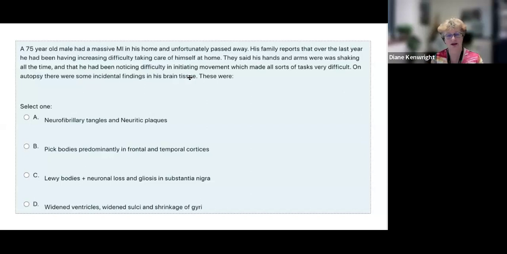Okay, so is it A? No, this is Alzheimer's. Is it B? No, this is Pick's disease. Yes, it is C, Lewy bodies. And D, no, this is a very non-specific change that is seen in the dementias that affect the forward part of the brain. So widened ventricles and sulci would be seen in things like Alzheimer's disease and Pick's disease.